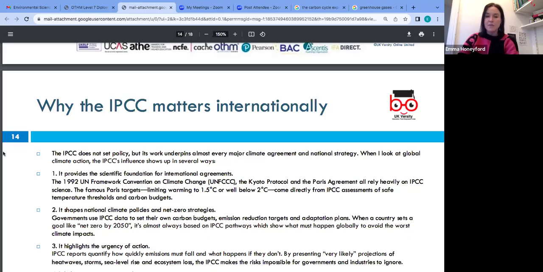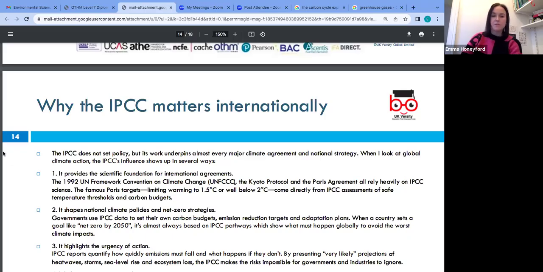You've got the famous Paris target, which aims to limit warming to 1.5 degrees or well below 2 degrees, which we have unfortunately passed. I think last year we did reach just over 1.5 degrees for the global temperature. So the IPCC really does advocate that we limit global warming to 1.5 degrees.